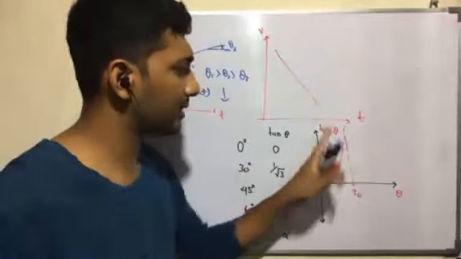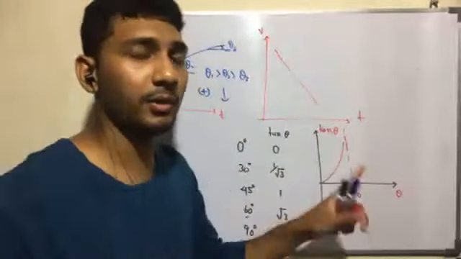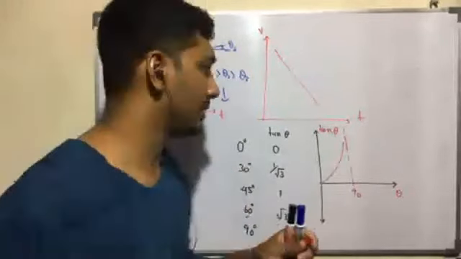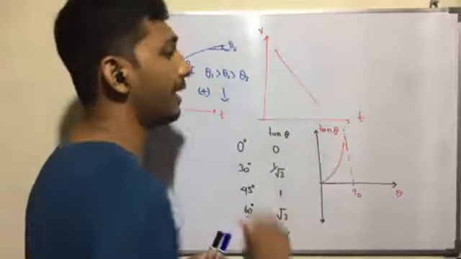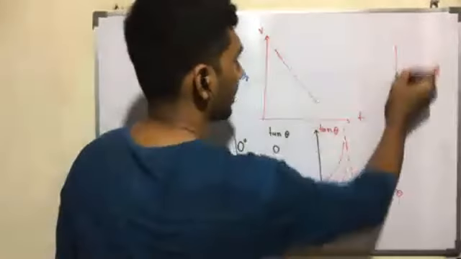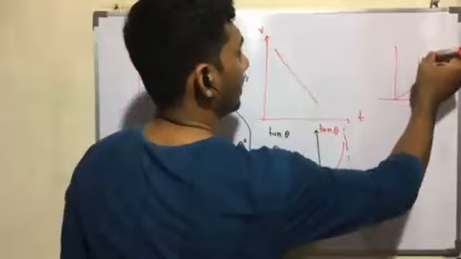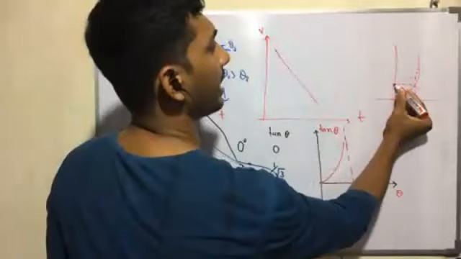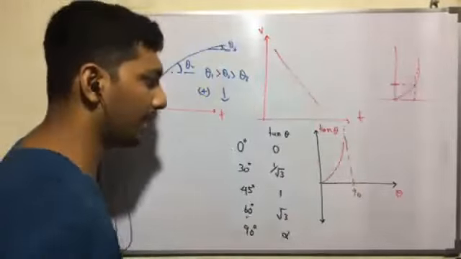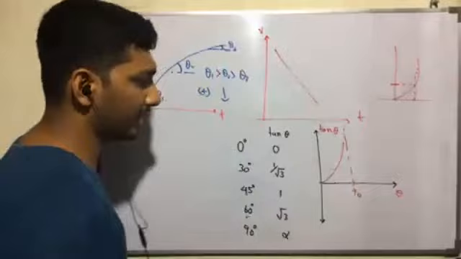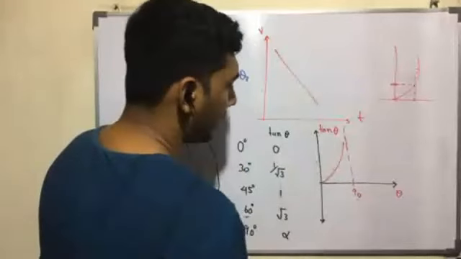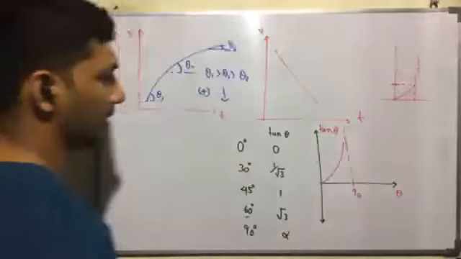Don't make it touch the 90. Then it will give you a different meaning. If it touches the 90, it will tell you that for 90 there's a definite value. So don't make it touch. You draw it like this. For 90 it is infinity.